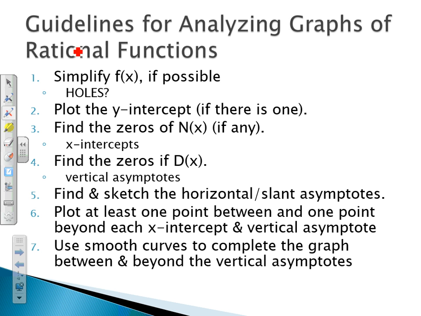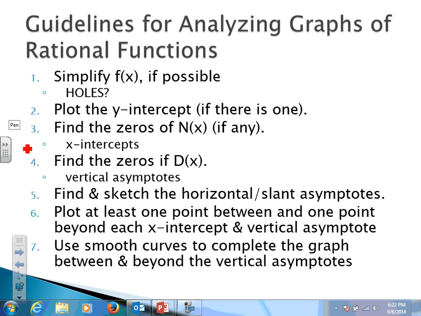All right. Step 3, we want to find the zeros of the numerator. That's what n of x is representing. Those are going to represent our x-intercepts. Step 4, we want to find the zeros of the denominator. All right. Those will serve as our vertical asymptotes. Then we want to find and sketch any horizontal and slant asymptotes, and we'll talk more about this in a couple of slides. And then finally, we want to plot some points and sketch using a smooth curve. All right. So when I work an example problem, I want you to go back to those 7 steps. That's the process that I'm working through as I do that.